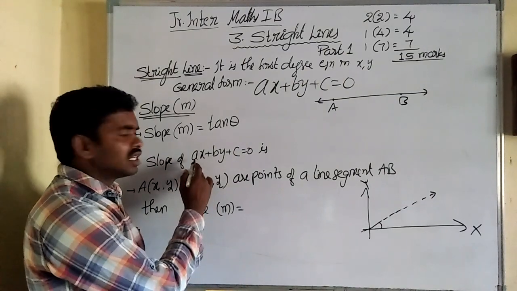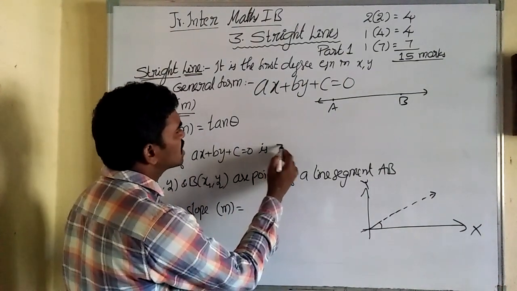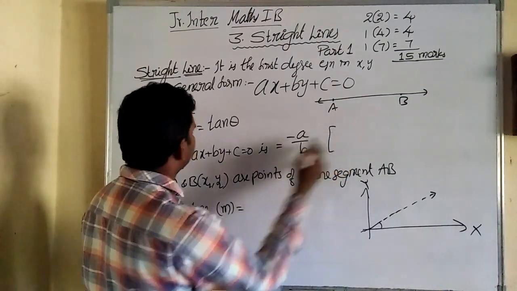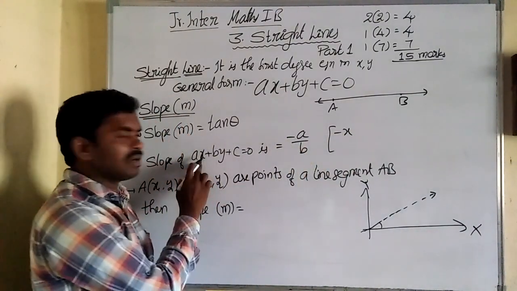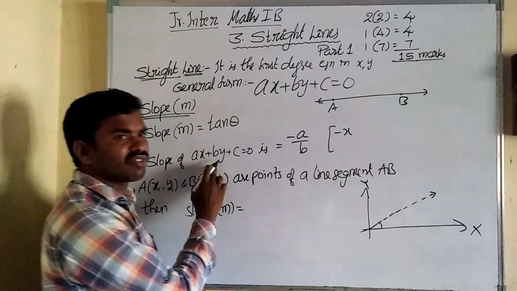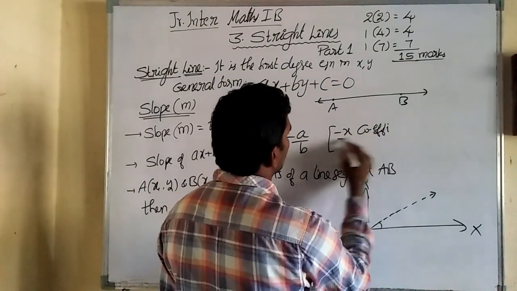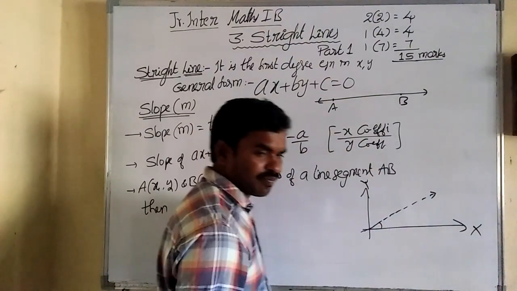Suppose a line equation is given, ax plus by plus c equal to 0, then slope is minus a by b. That means minus x coefficient by y coefficient. What is a? A means x coefficient. What is b? B means y coefficient. So slope is minus x coefficient by y coefficient. In this way also we can express.